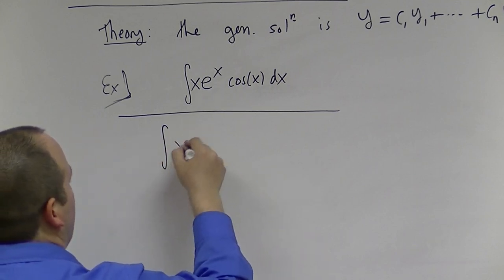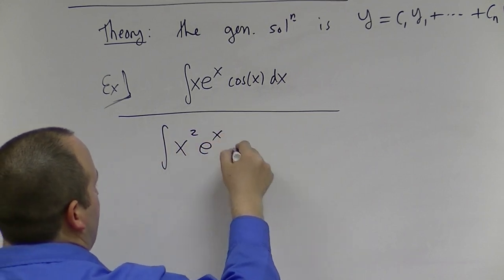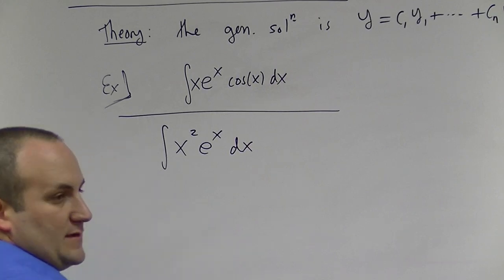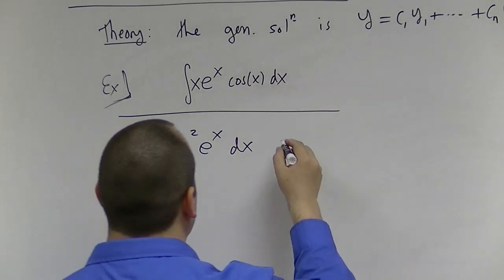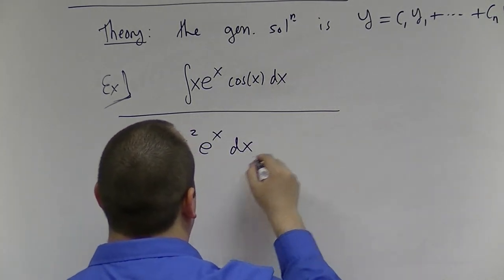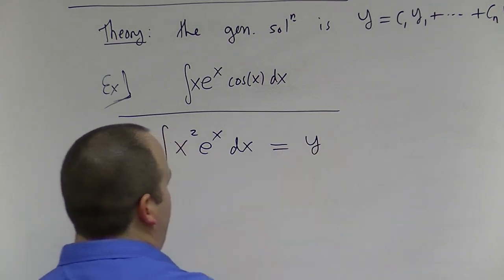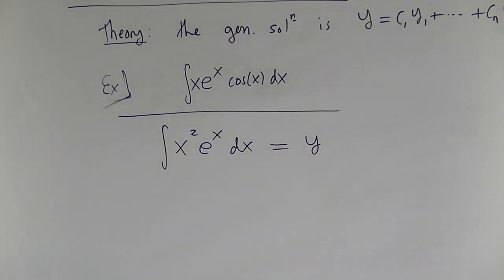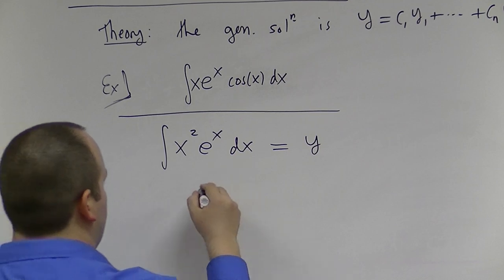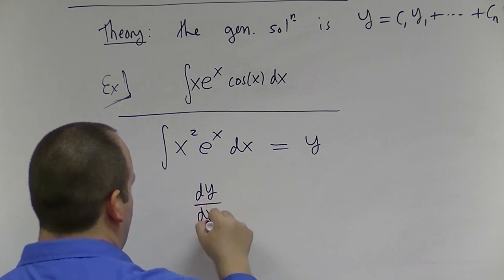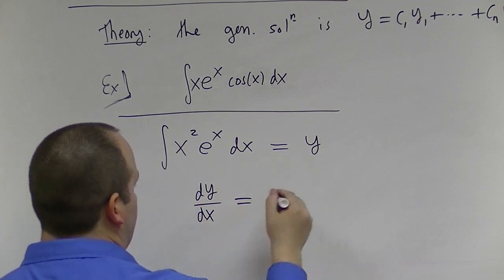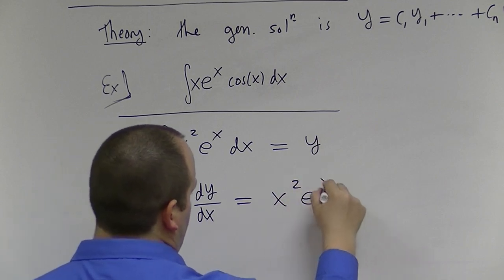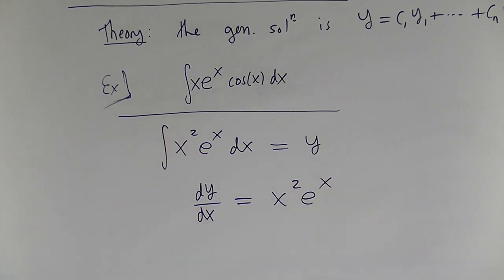So, suppose we want to do the integral of x squared e to the x dx. Let's look at this as a differential equation. All right, so we're trying to say this is y, right? And so what you really want is dy/dx equals x squared e to the x. Right? How do you annihilate x squared e to the x?